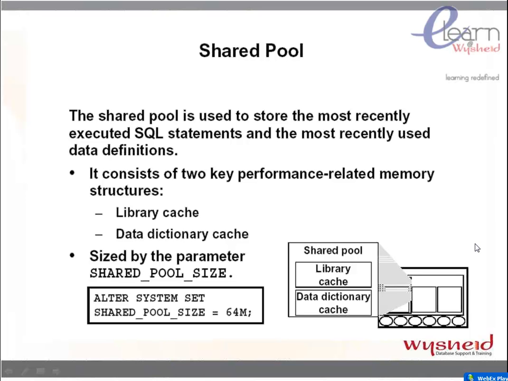The shared pool consists of basically two parts. One is the library cache, and the other one is the data dictionary cache. The shared pool is the area that contains all the SQLs. For example, when you write some SQL to the database, for example, select star from my tab, Oracle parses the entire select statement, and as a result you get a few records.